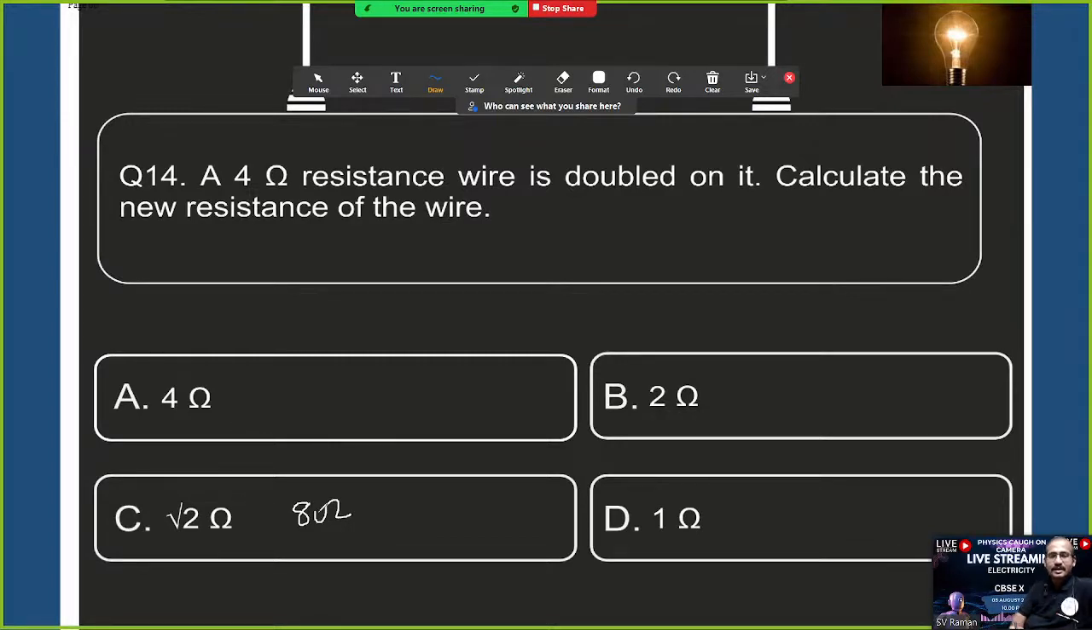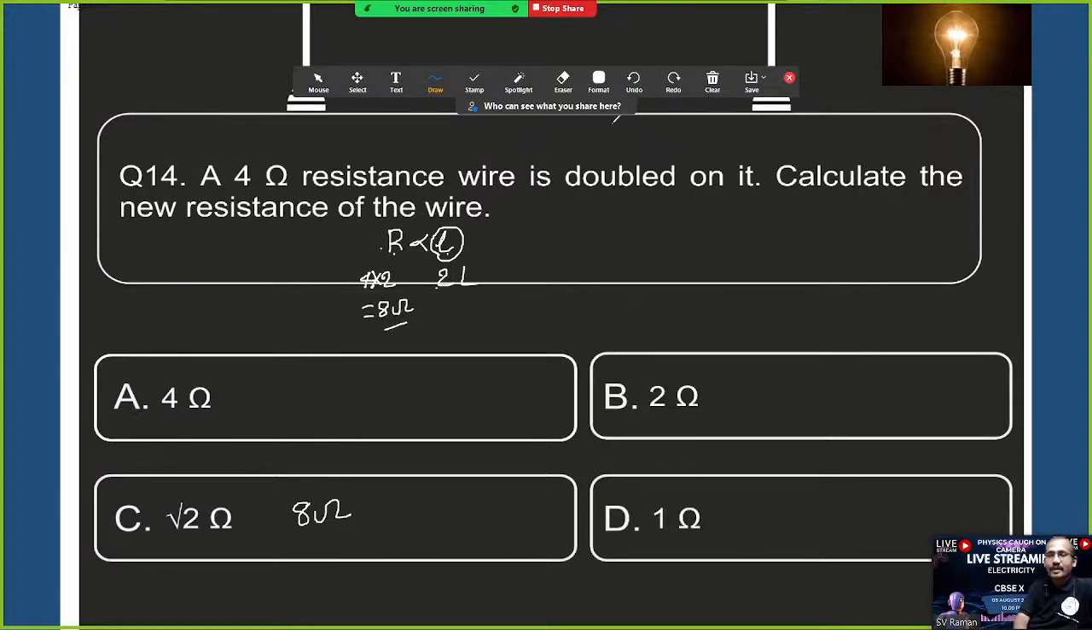Why? Because R is directly proportional to L. Their thought is, let L be the length of the wire and 4 ohms the resistance. Now the length of the wire is doubled, so obviously the resistance will be double. They put 4 into 2, which is 8 ohms, and they are so happy to answer. But in my question there is no 8 ohms to confuse them, so they need to do the solution.